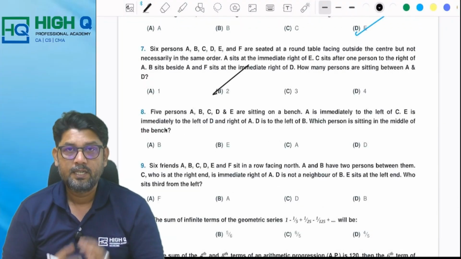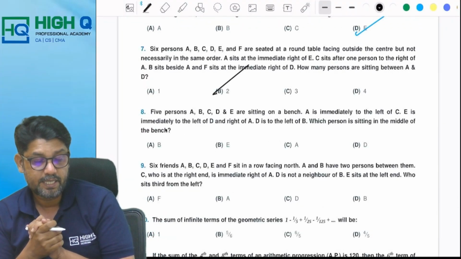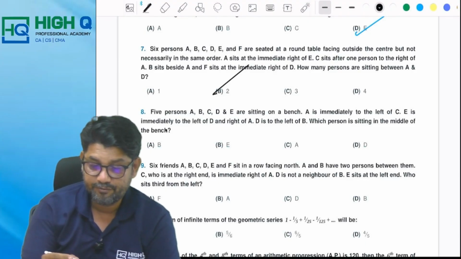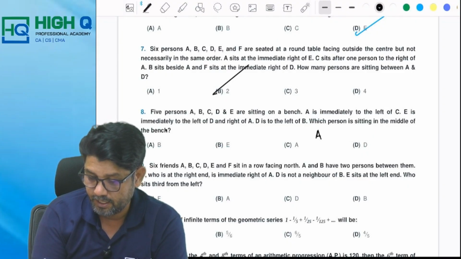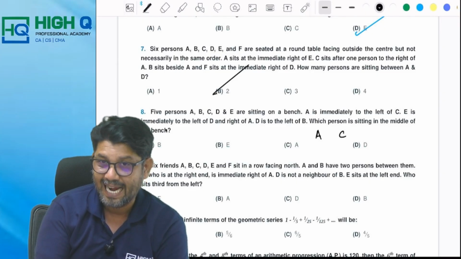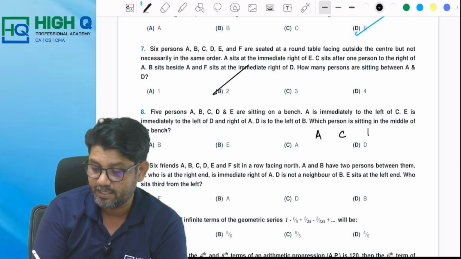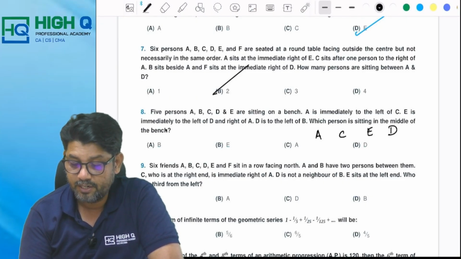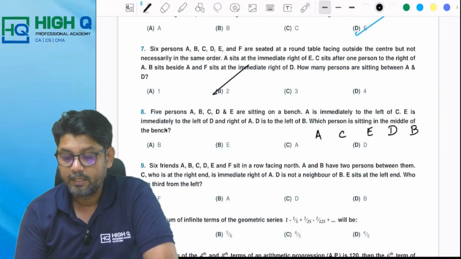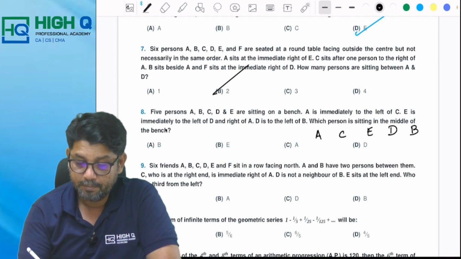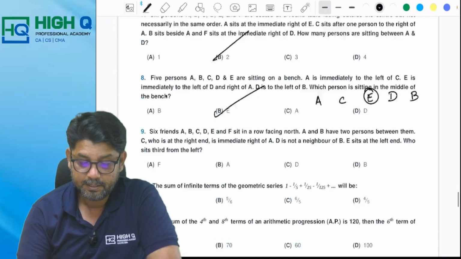Next, let us start with the eighth sum. Five persons A, B, C, D, and E are sitting on a bench. A is immediately to the left of C. Look at this. E is immediately to the left of D and the right of A. So E has to be on the right side of A, but immediately left of D. We can have it like this. Next, D is to the left of B. I think five people got arranged. Now, which person is sitting in the middle of the bench? E. So option B. That's it.